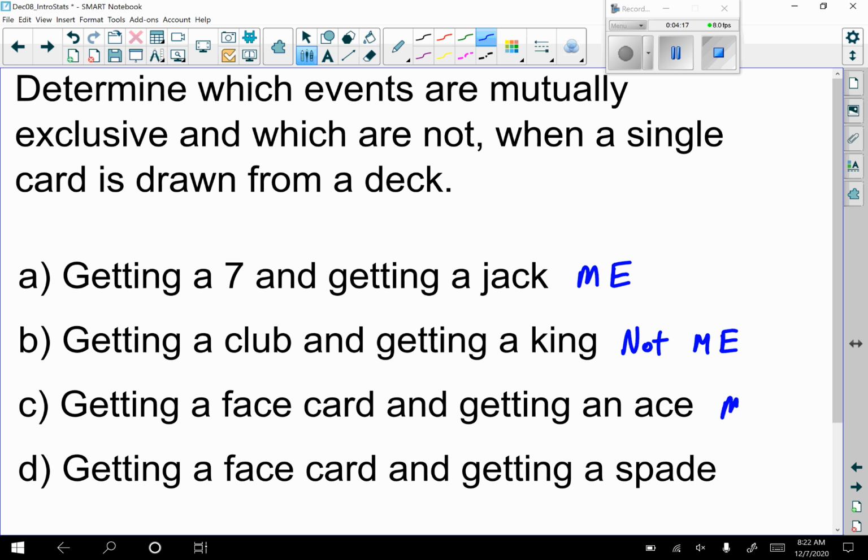All right, so instead of always looking at a spinner or cards or dice, we might be given a little table here. So please go ahead and copy this down. Selecting a medical staff person. So we could have nurses or physicians. They could be male or female. So we just have our totals here. Now what we're going to do is identify the probability I'm asking you for here as mutually exclusive or not mutually exclusive, and then we'll know what kind of formula to use.